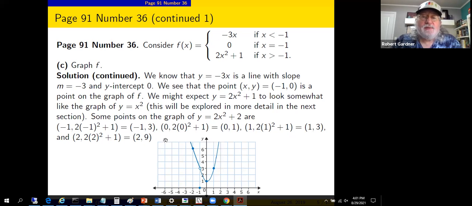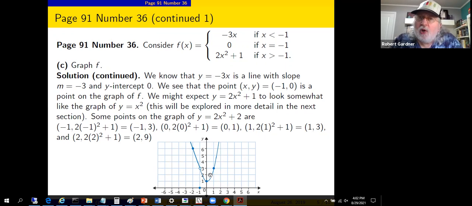Plug in, say, 0, we'll get out 1. 1, we get out 3. 2, we get out 9. Leave it to you to check the arithmetic on that. So we get a handful of little points here. 2, 9 actually runs off my scale. That one's somewhere up here. We get this kind of parabola shaped thing. Not a coincidence. It's got a similar shape to the x squared function.